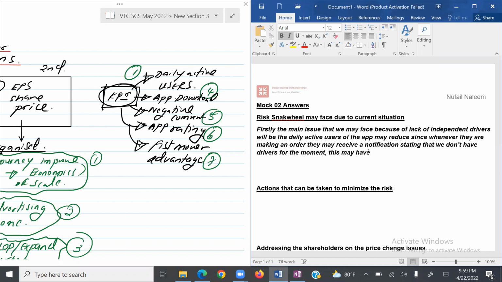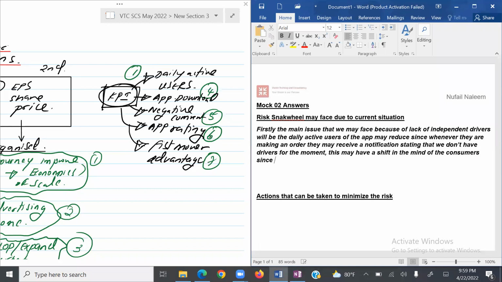This may have a shift in the mind of the consumers, since they are office workers, home students, and office workers, and they need to have a reliable service.